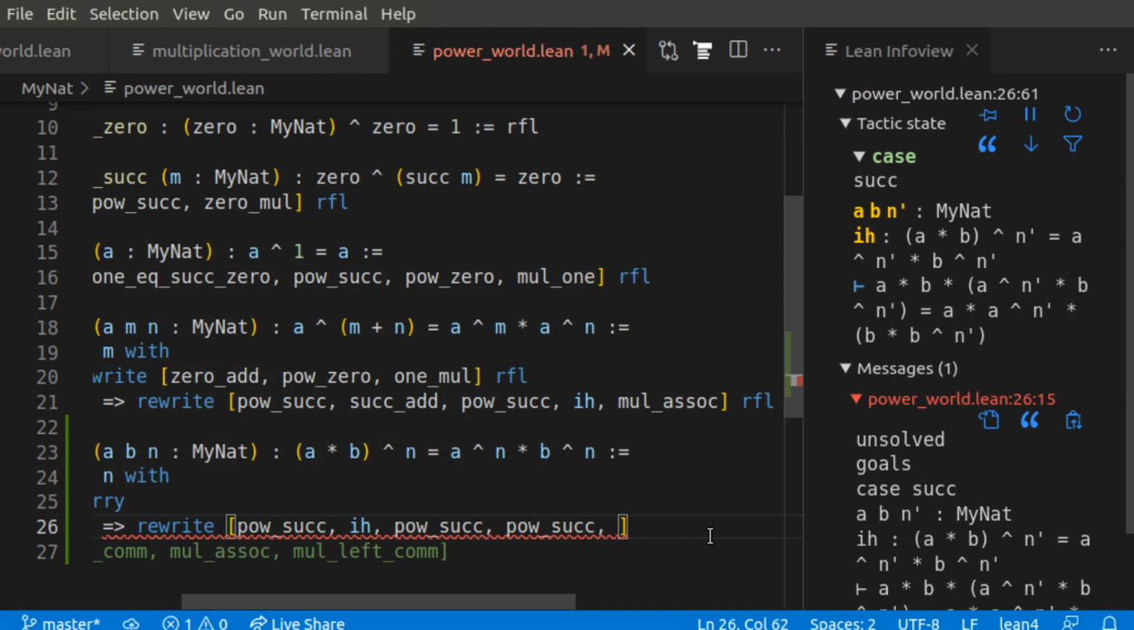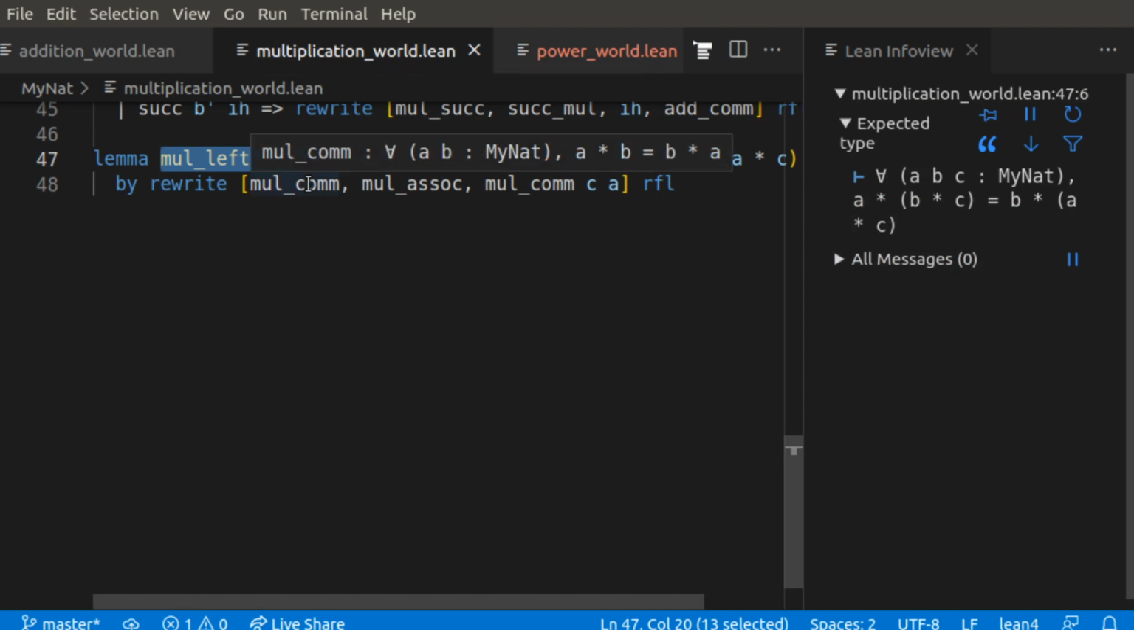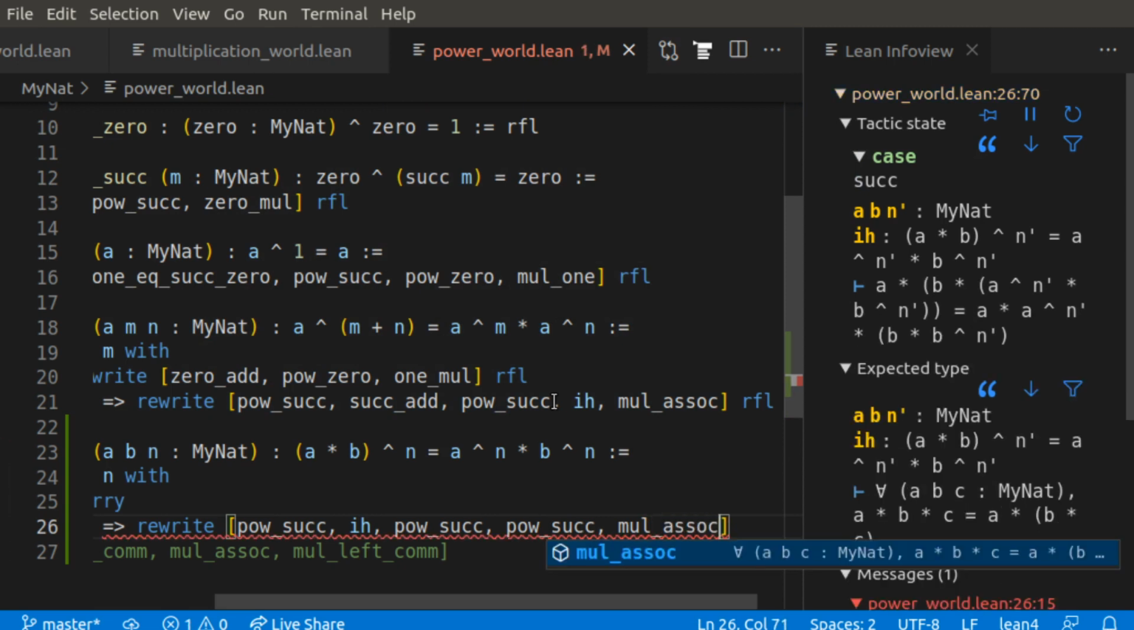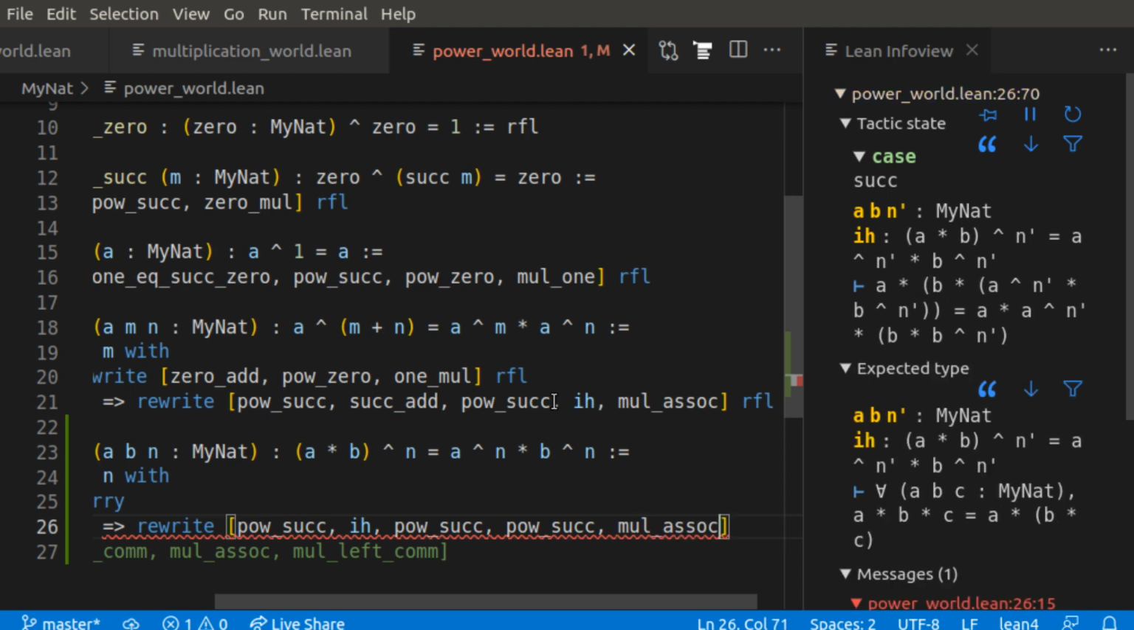Okay, we want to move the parentheses around. So we want to just swap these two. And for that, mul_comm, mul_assoc. Probably mul_assoc first. Associative first. On what though? Because a times b times that. Now it's like this.